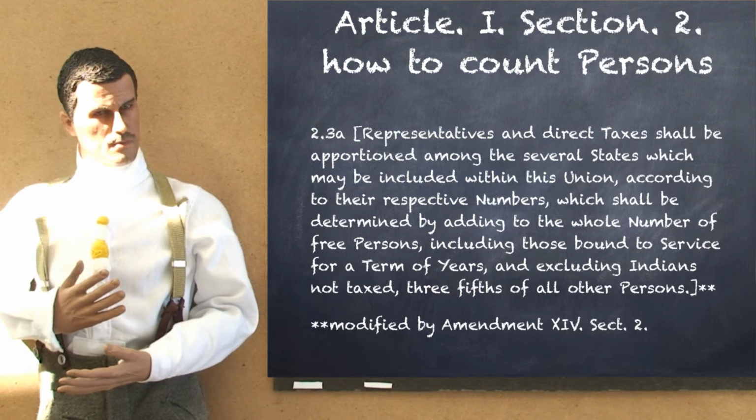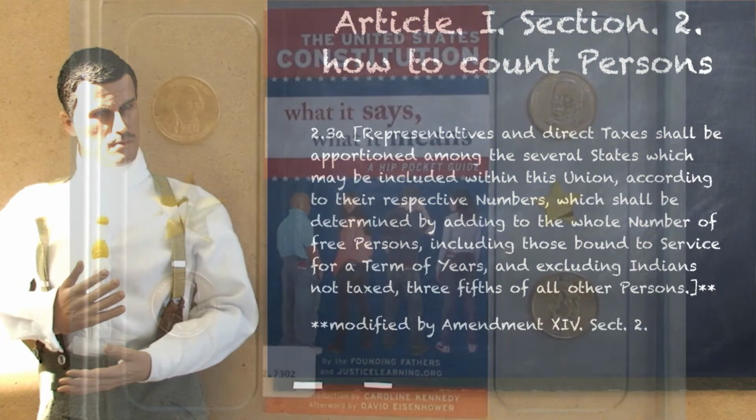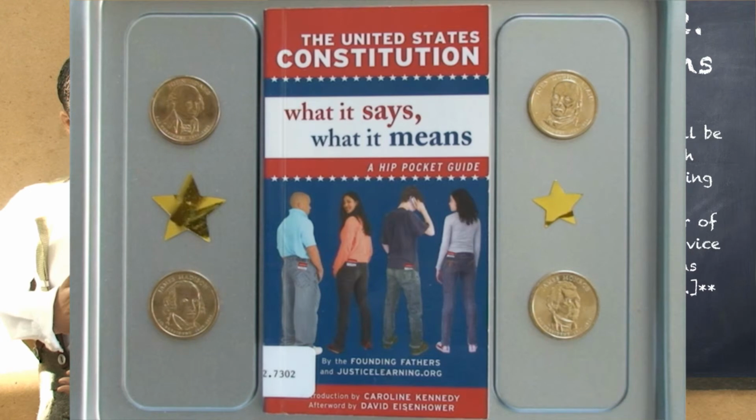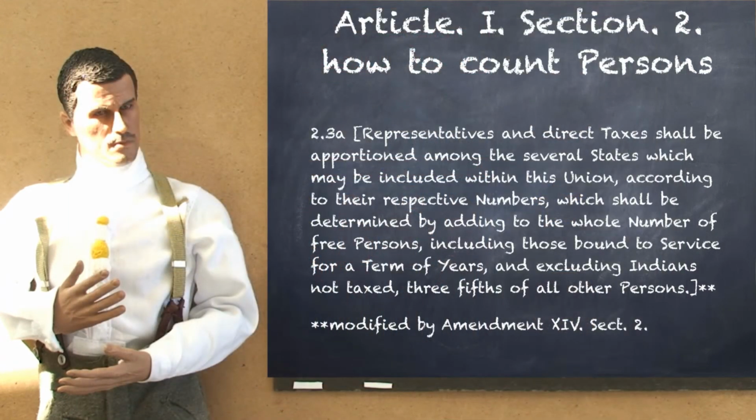Now, this is all in brackets, you can see here, because according to the book I have, and I'll show you the book here, it says the Constitution, what it means. According to that book, it's been modified by Amendment 14, Section 2. So at some point, later we'll get to the amendments and we'll see where this is modified. Okay, so that's the first part of 2.3. And again, this has been modified.